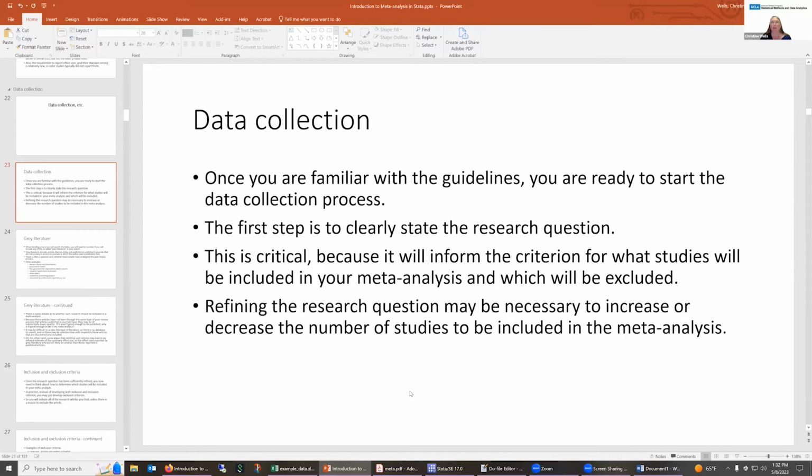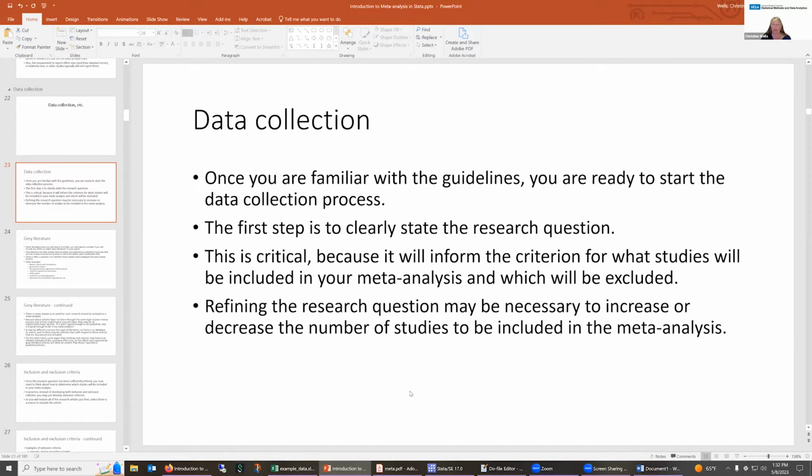Anytime you're doing research, you want to state your research question clearly, but this is a different level of specificity. It has to be crazy specific, because you have to be able to use this to decide what studies get included and what studies do not. And it may turn out to be an iterative process of refining this question depending on how many studies you get back when you search the databases.